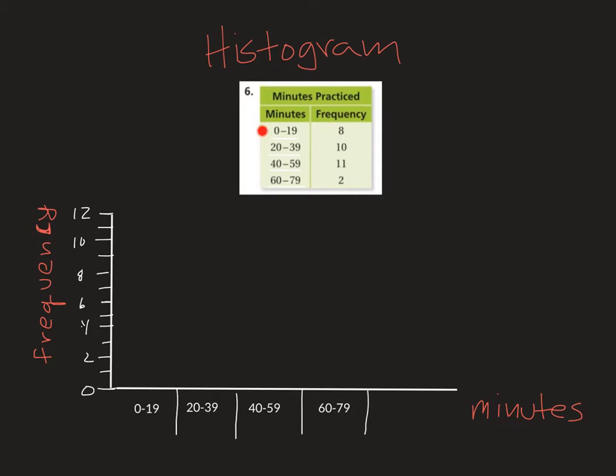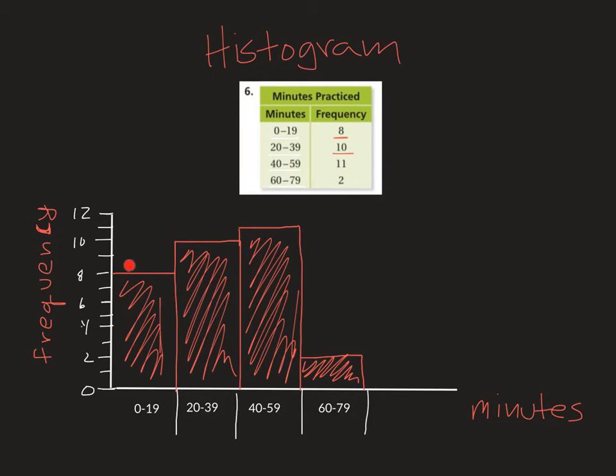All right, so let's look. How many people practiced for 0 to 19 minutes? Well, it's right here. Let's do red. 8 people practiced, so we just go right here. We go up to our 8 and draw a line straight down. You can color it in. And let's do it for the rest of them here.